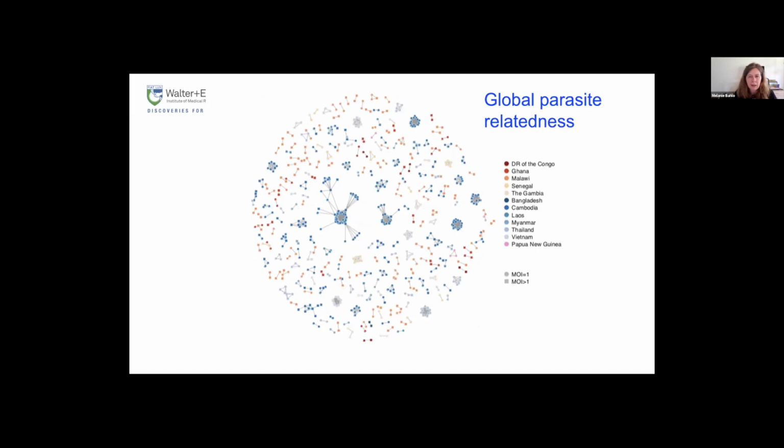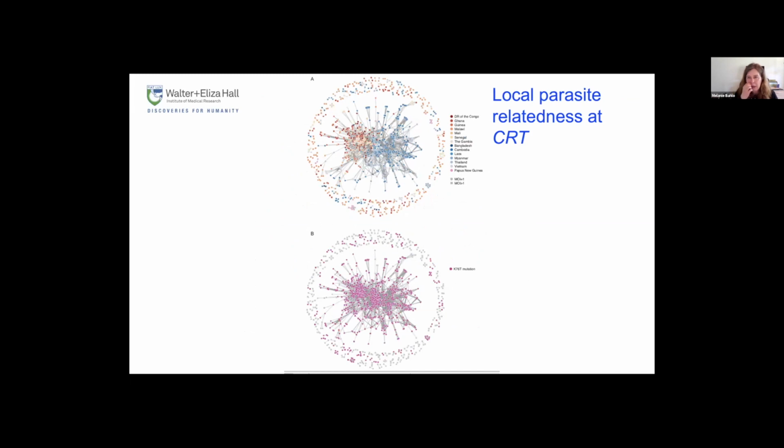The other neat thing you can do is also ask about global relatedness. And here you can see that there's some very close relatedness between particular isolates. And then lastly, you can look at local relatedness. And here you can see that we have one founder event in particular that's represented in this data at chloroquine.